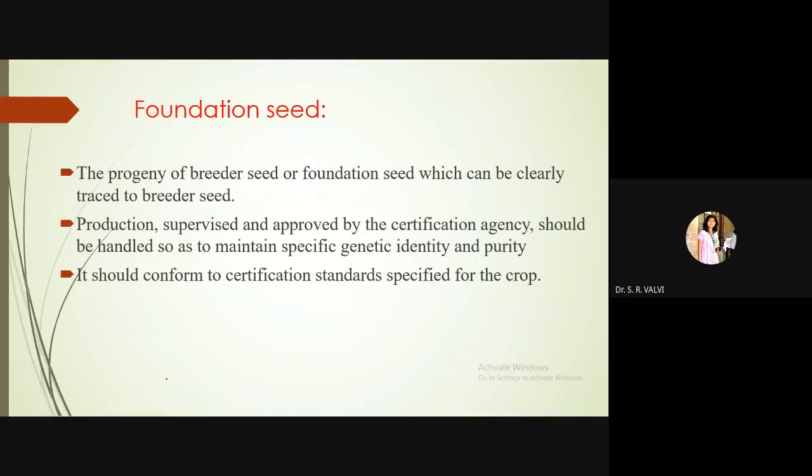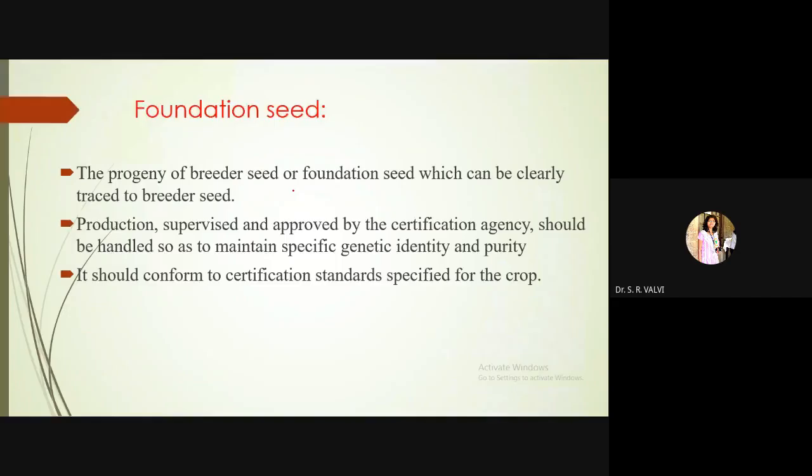Next type of seed is foundation seed. In the case of foundation seed, it is the progeny of breeder seed, or foundation seed which can be clearly traced to breeder seed. Foundation seed is again coming from which seed? Breeder seed. And if you don't know from which seed it comes, you have to trace from where it comes. Ultimately it is the breeder seed from which the foundation seed is raised. You are going to clearly trace this breeder seed by observing the characteristics of further progenies.